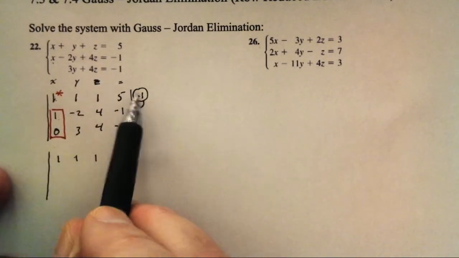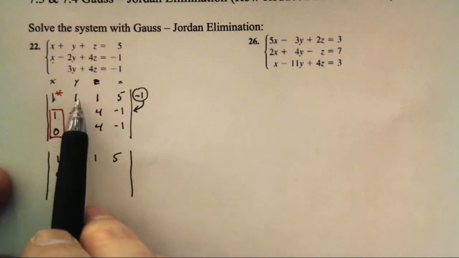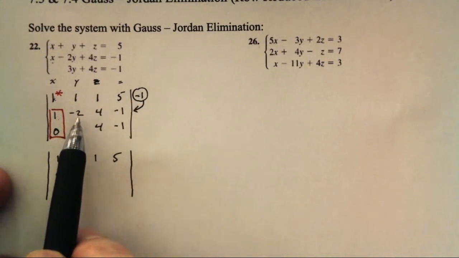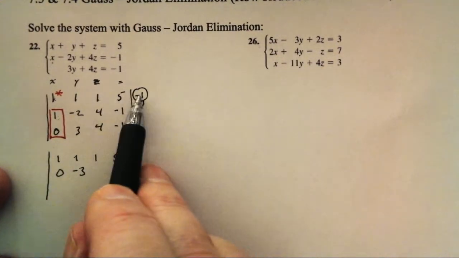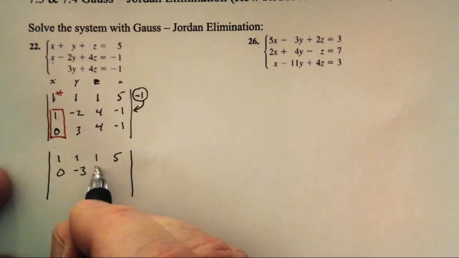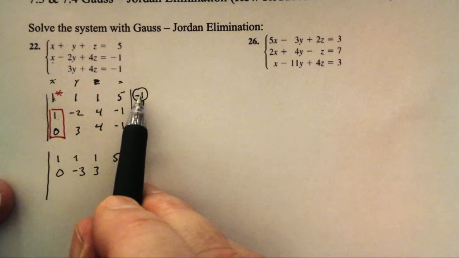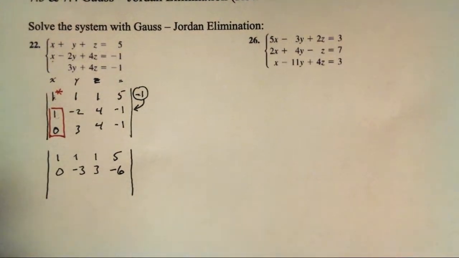So this is -1 and 1 is 0. 1 times -1 is -1, and -2, -3. 1 times -1 is -1, and 4 is 3. And 5 times -1 is -5, and -1, -6.